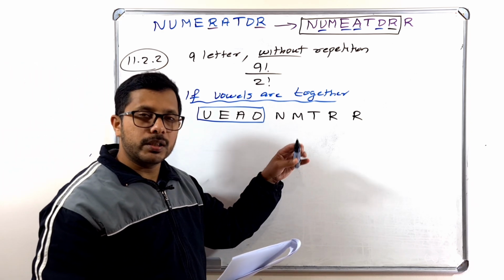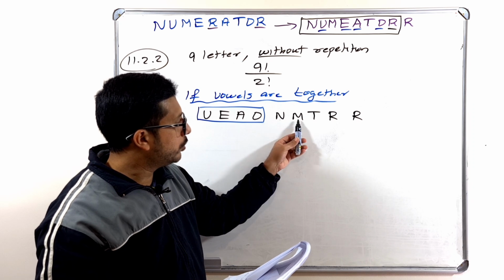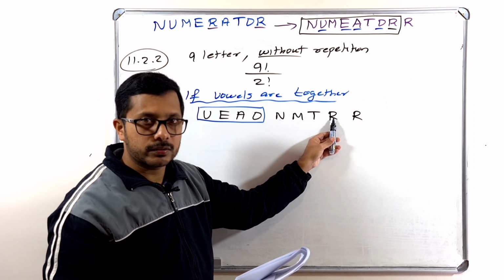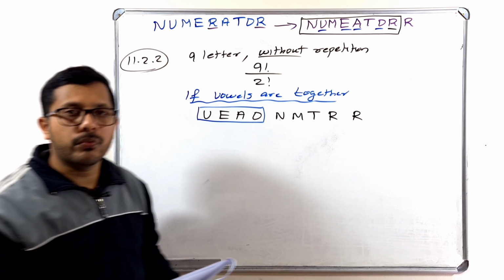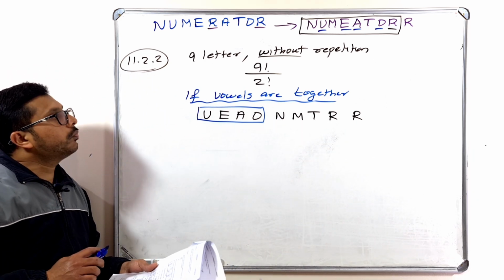All the letters that are not vowels are consonants. Okay, how many consonants are here? 1, 2, 3, 4. Okay, this one is the same as this one, am I right? So there are 4 distinct consonants. Okay, now what about this one?